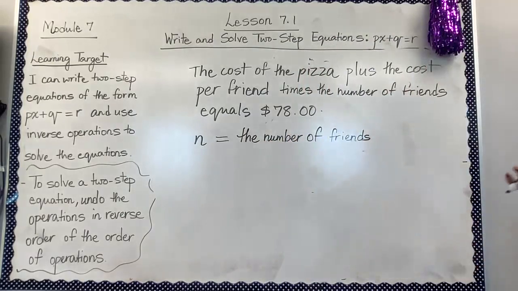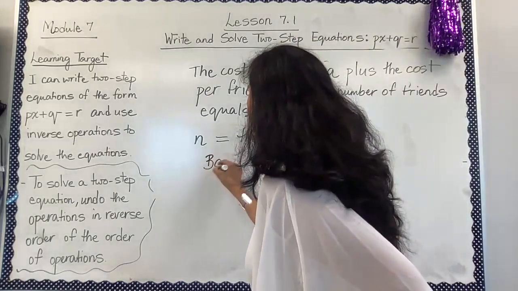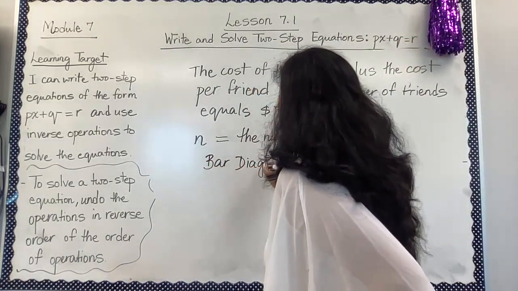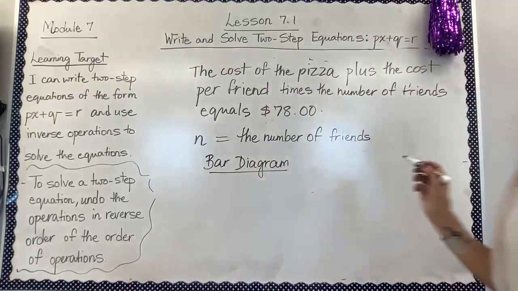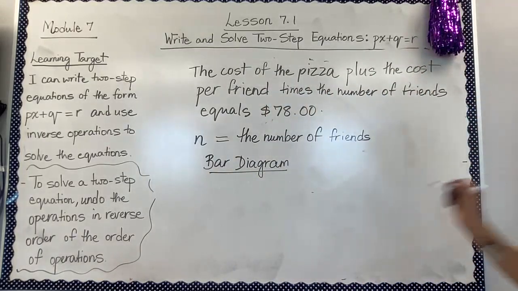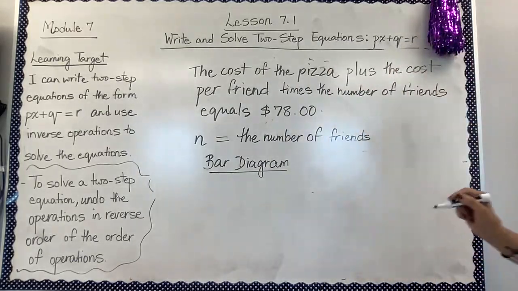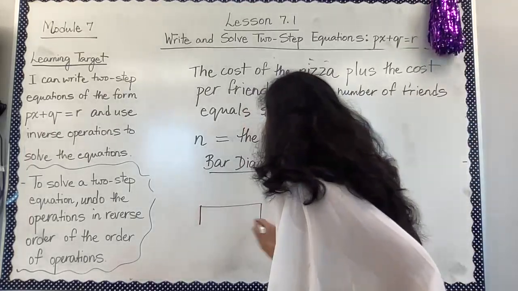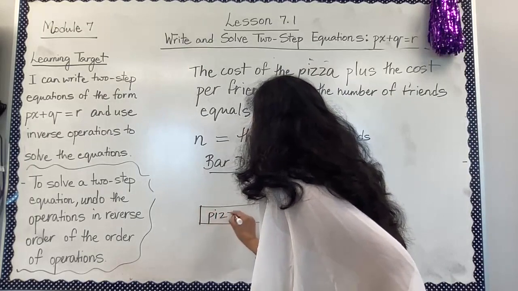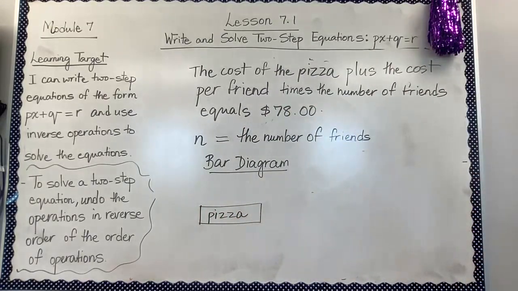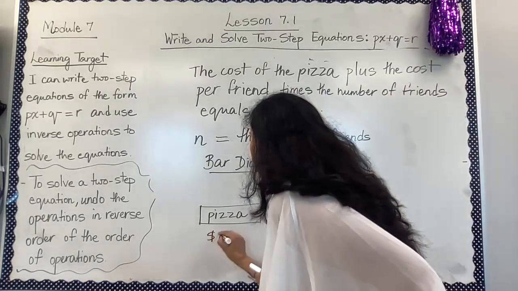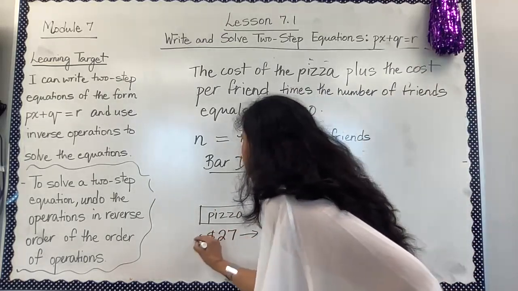And if I'm showing a bar diagram for this, basically, what is it? So for the bar diagram, okay, so we have pizza and tickets, and we know that the cost of the pizza in this case was $27, right? So we are just going to make a bar diagram, and we're going to say pizza. This is pizza. All right. And the pizza was $27. Okay, this much is $27.